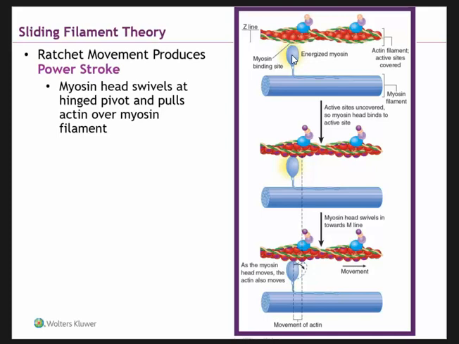So the energized myosin head will attach onto it, and then we see here, once it's bound, it will then pull. It'll then pivot. So it'll pivot, and that's going to shorten. So the movement you see here is to the right. It's going to pull that actin towards the M line.